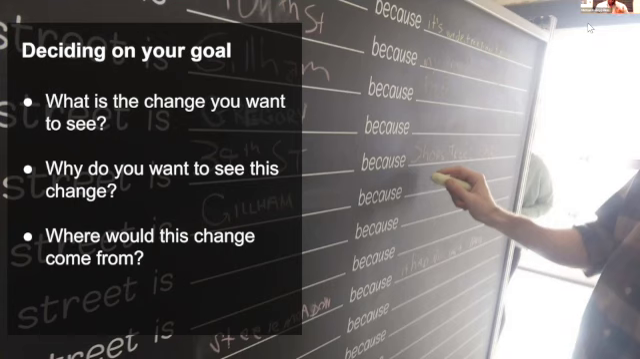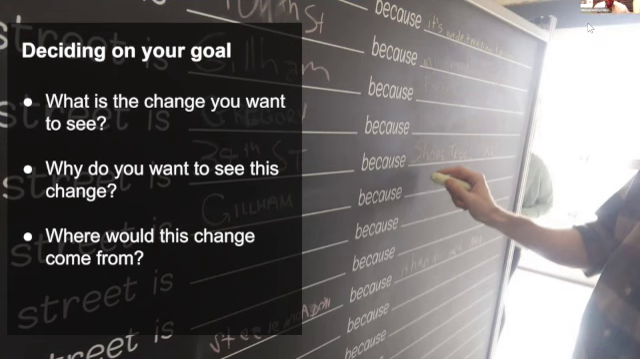And finally, where would this change come from? It's important to define where the change will come from. Will the project be initiated by city staff? Will the policy be adopted by city council? Knowing where you need to go to push the change you seek is important because it defines who to focus your advocacy efforts on and the types of approaches you'll need to consider.